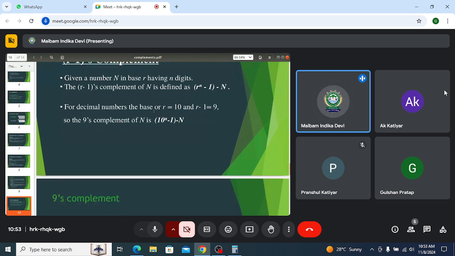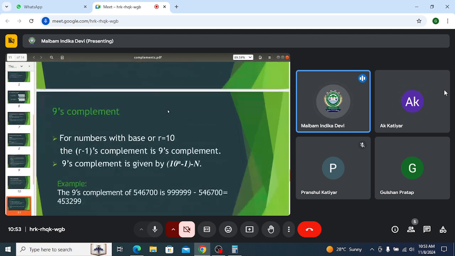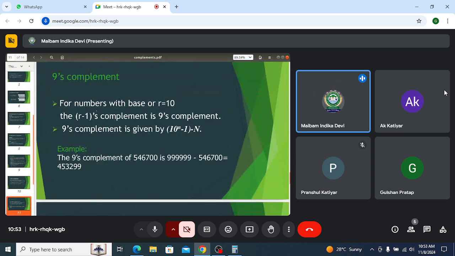So let's come to the formula. For a decimal number, R equals 10 and R minus 1 equals 9, and therefore it will be called the 9's complement of N, and will be given by the formula 10 to the power n minus 1 minus the number. So you just remember the formula.